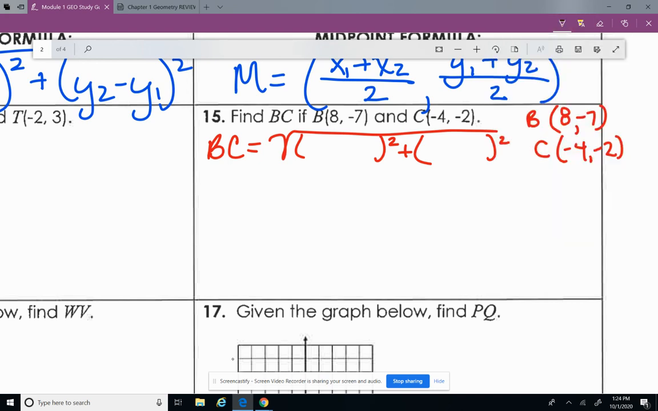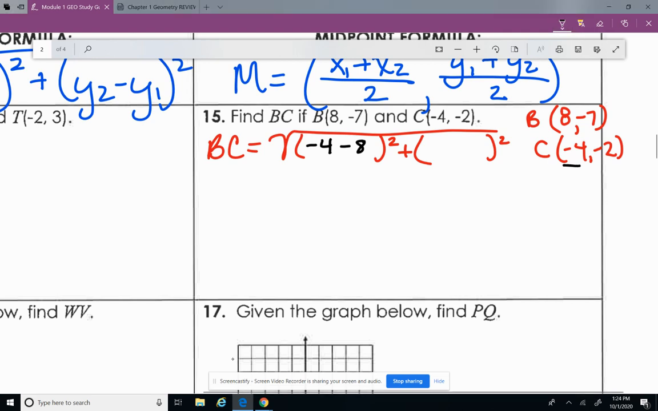I'm going to subtract my x's first. What I like to do is circle my x's. So I'm going to do -4 minus 8. What I did is I did the -4 and I did minus the 8. All right, the next thing I'm going to do is my y's.